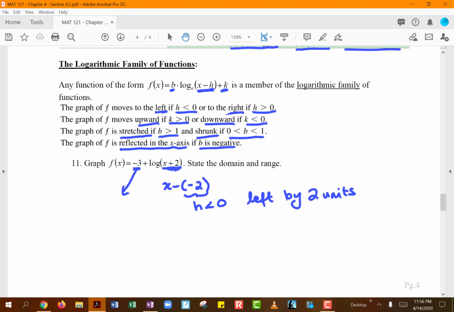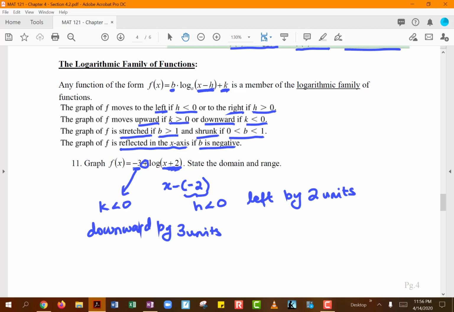This -3 is not the b value, because if this was b, you would have had a multiplication sign here instead of having an addition sign. So since that's an addition sign, that means this -3 is your k value. And since this is a negative number, that actually tells us our graph is moving downward by 3 units. So our graph is actually moving to the left by 2 units and moving down by 3 units. So that's actually the transformation that's happening here in number 11.